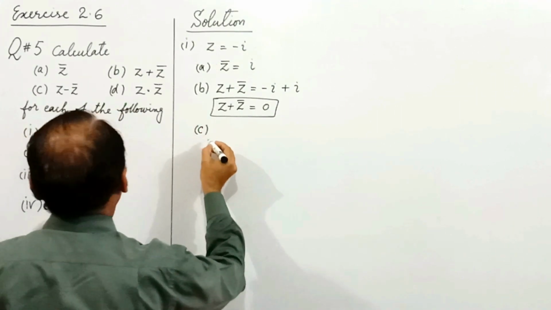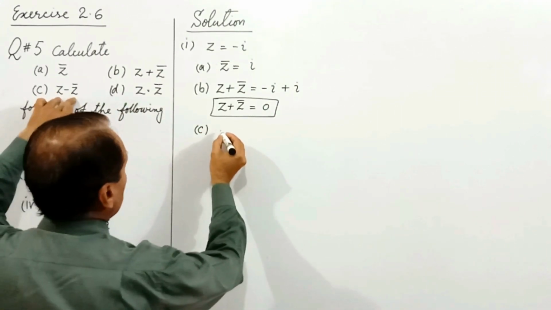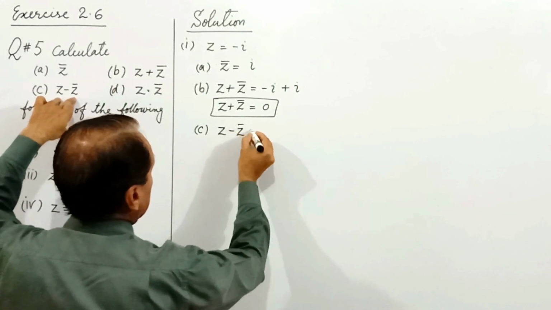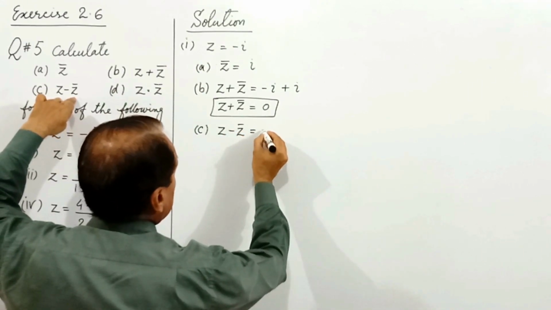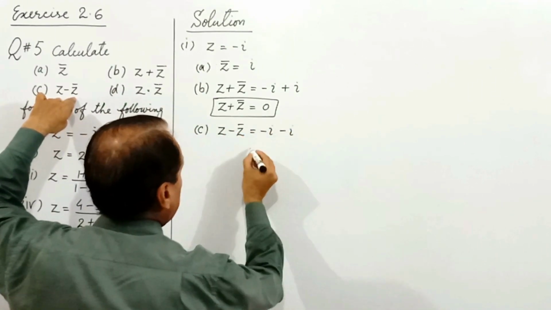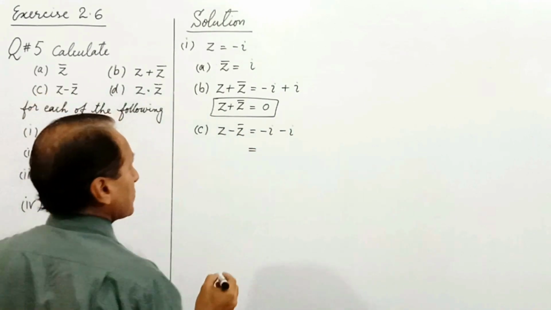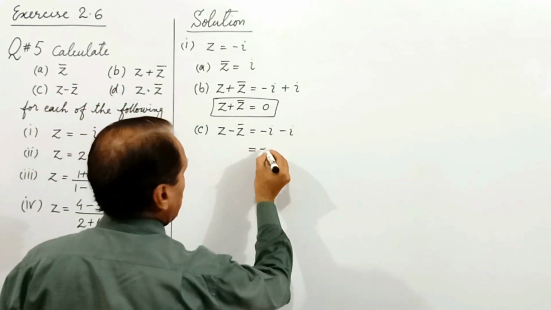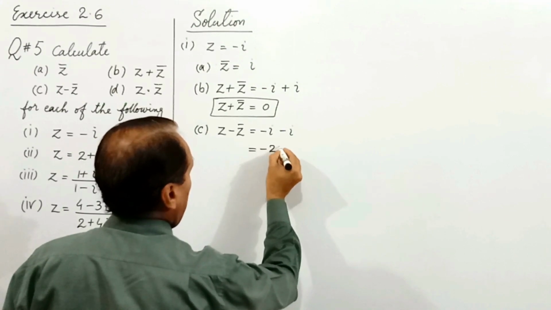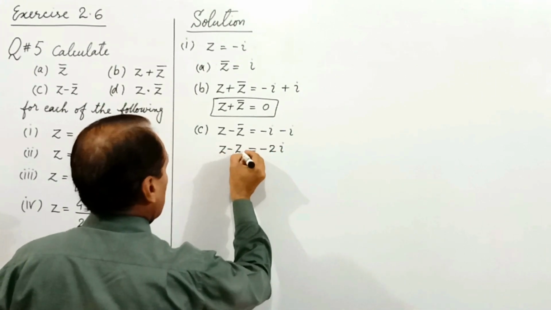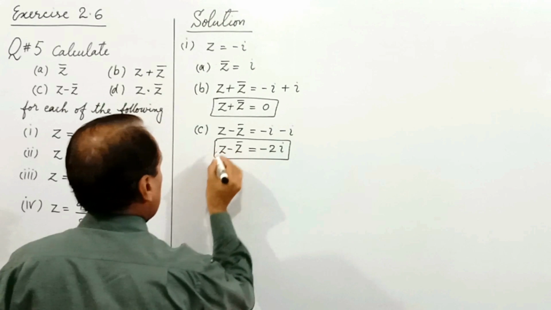In part C, we are required to find the difference of these two, z minus z bar, and that is minus iota minus iota. Like terms having the same signs, the coefficients are added, minus 1 becomes minus 2 iota. This part is also very simple and we easily calculate it.